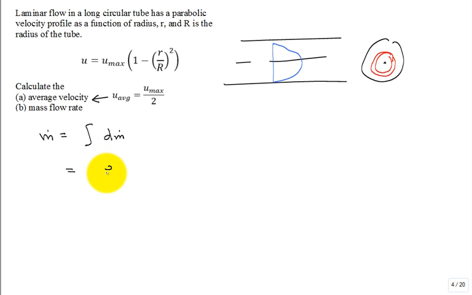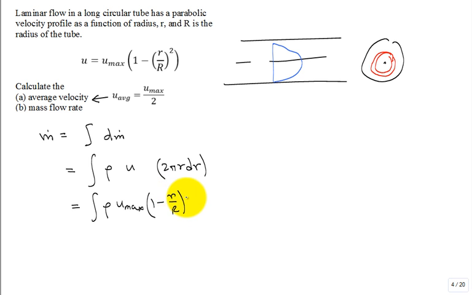It's going to be rho times the area of the ring, which is 2 pi r dr, times the velocity u in that ring, and that's a function of r. So it's the integral of rho u max (1 minus r over cap R) squared times 2 pi r dr. True? Did I do it okay so far? Did I leave anything out? Mess anything up?